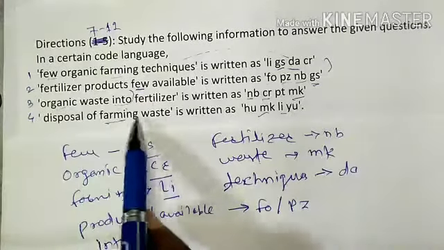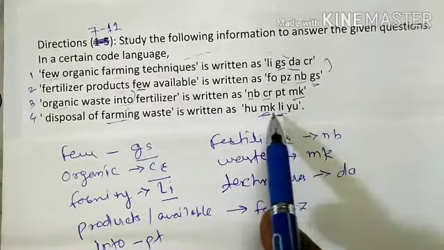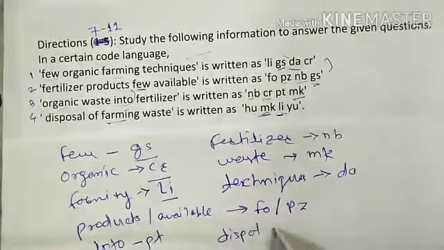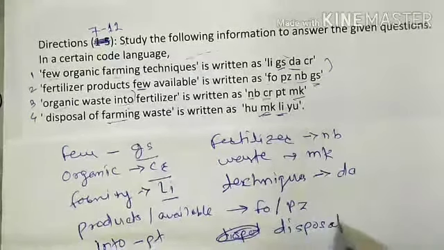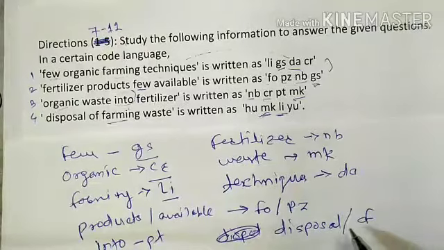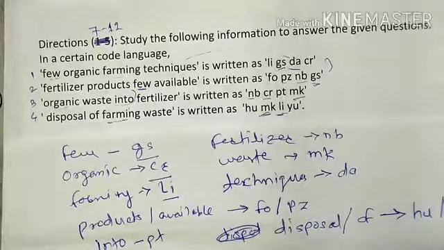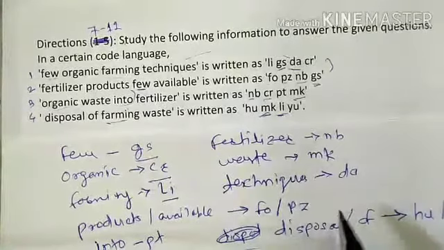The remaining fourth one is disposal of farming waste. Farming waste is already coded as MKLI. Remaining is disposal of, so there are two words: disposal and of. They may be coded as HU or YU. Now move on to the questions. By this information we can easily solve them.